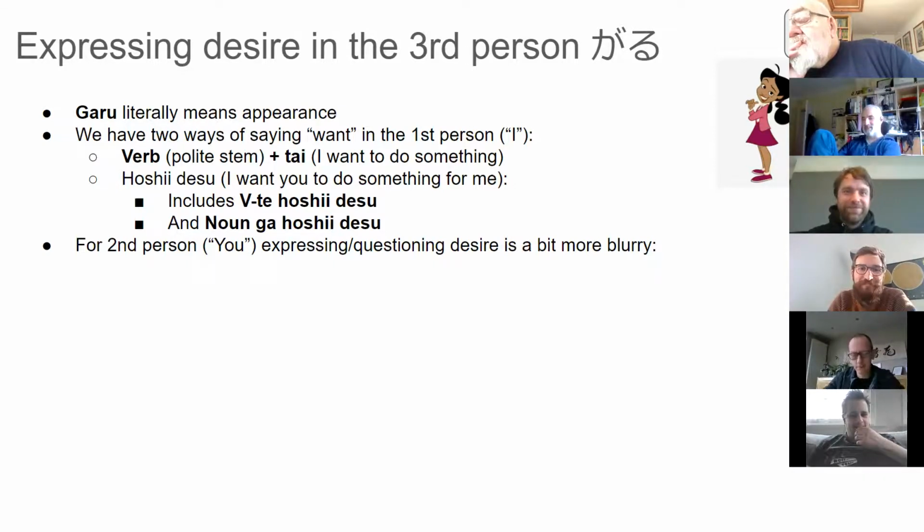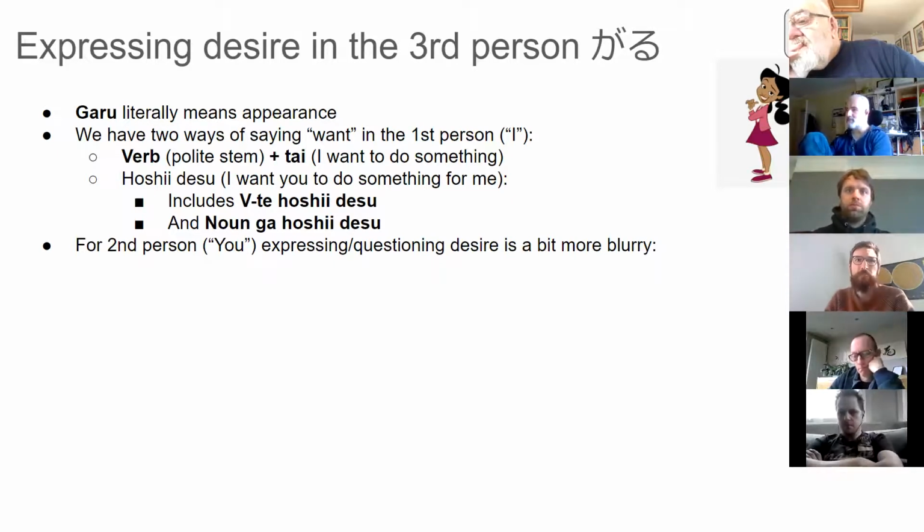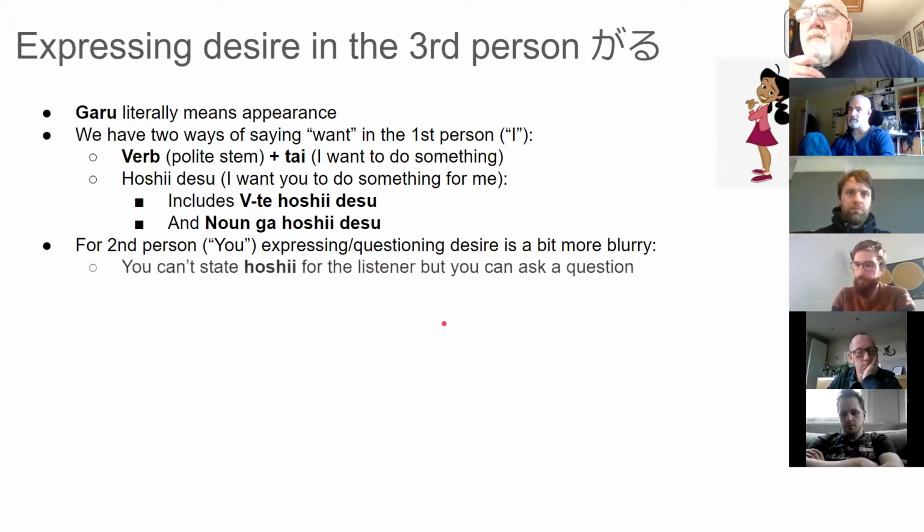Yeah, and in Japanese, it's a language which is heavily affected by social factors. You never say something like, "Anata wa saigo no donuts o tabetai desu." You never imply somebody else's intention. So for the second person, there are some things you can do. You can ask questions, but you can't make statements about somebody else's.